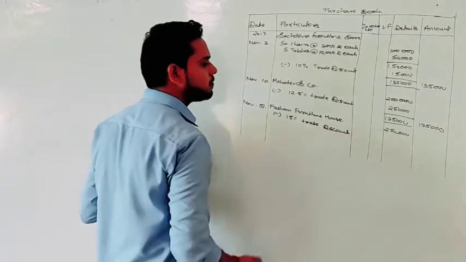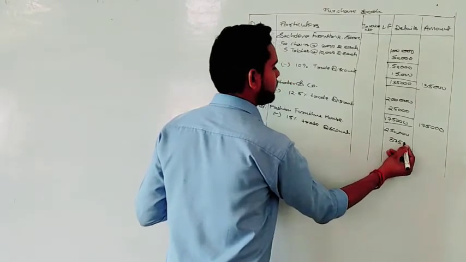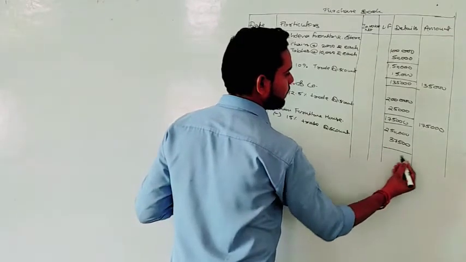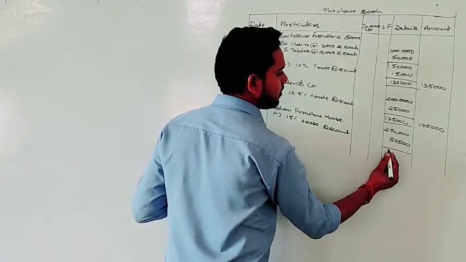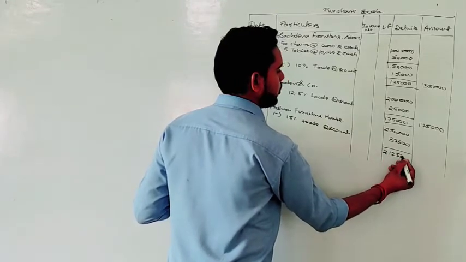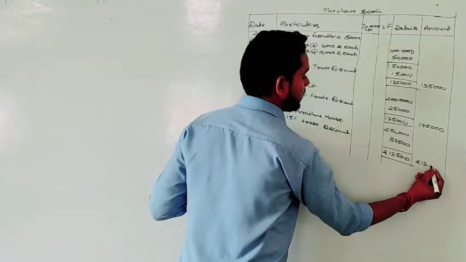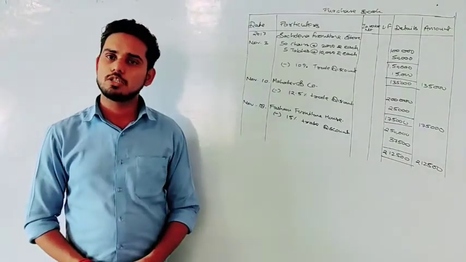Minus 15% of trade discount. So that will be 37,500 of trade discount. Now you deduct this 37,500, so you get a value of how much? Okay. So you got a value of 2,01,500. This we have to write in the main column of amount, right? Okay. So this transaction is also done.